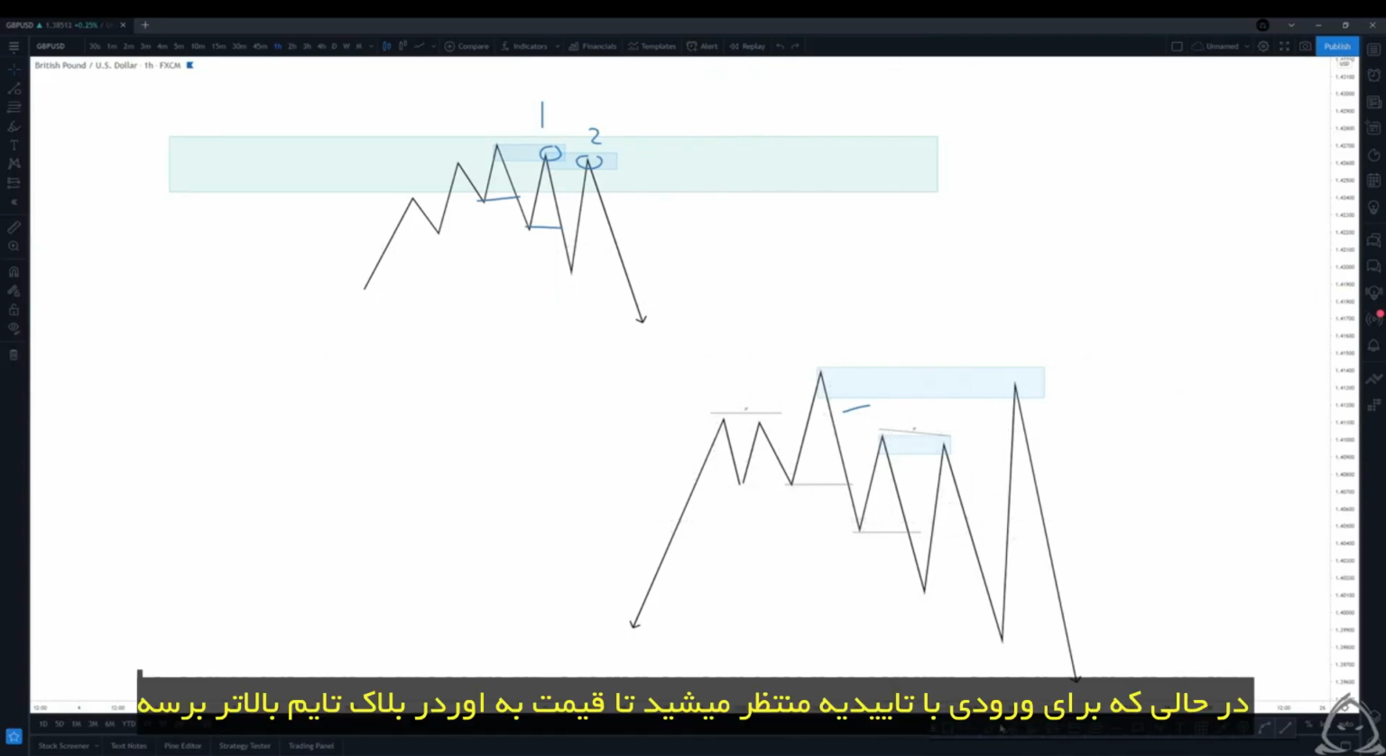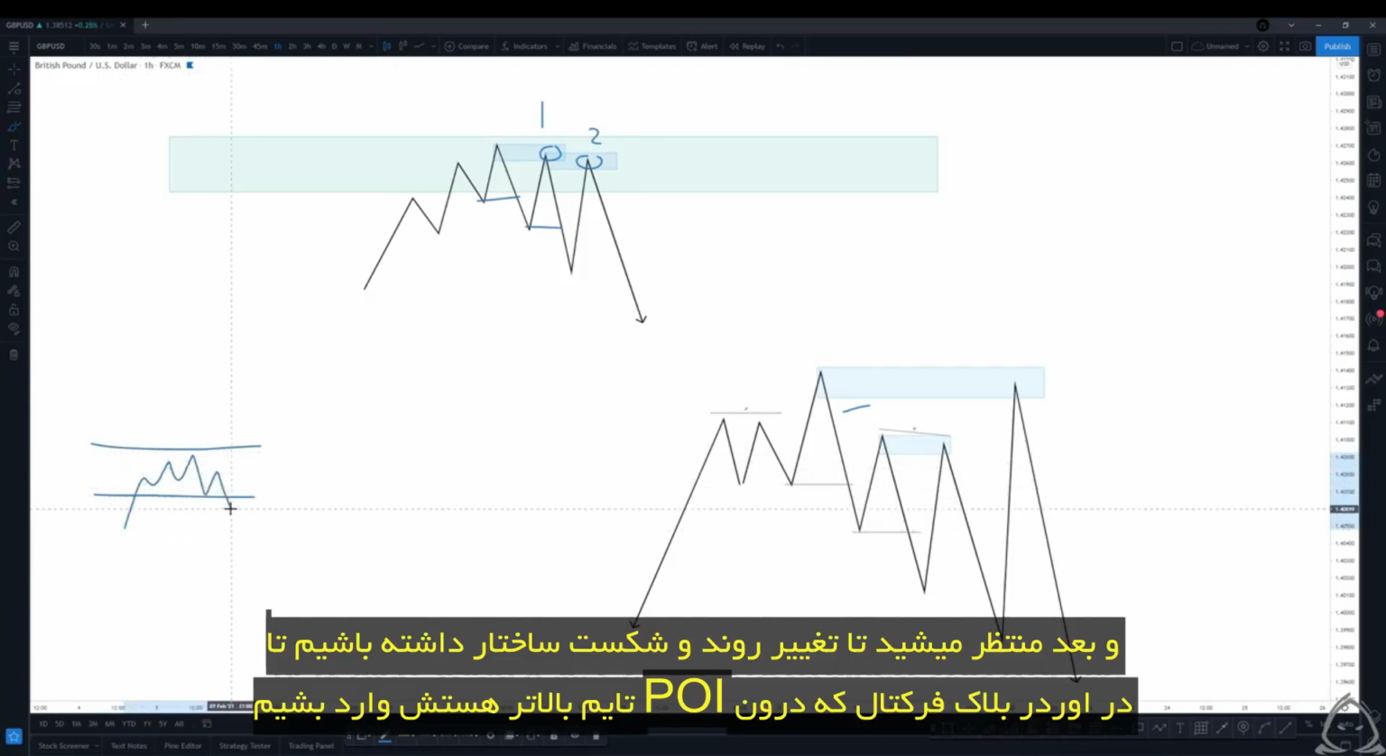Whereas a confirmation entry is you start with a higher time frame order block, and then you're waiting for price to come into that order block. Then you're waiting for price to switch trend and break structure in line with that order block, and then entering on the fractal order block within that higher time frame point of interest.